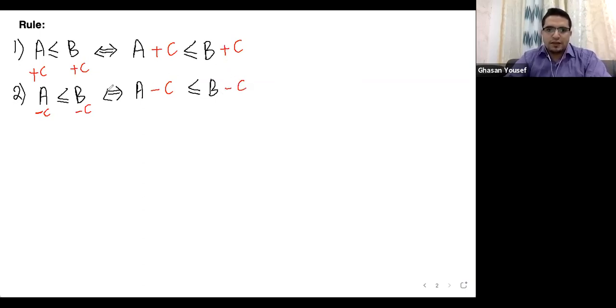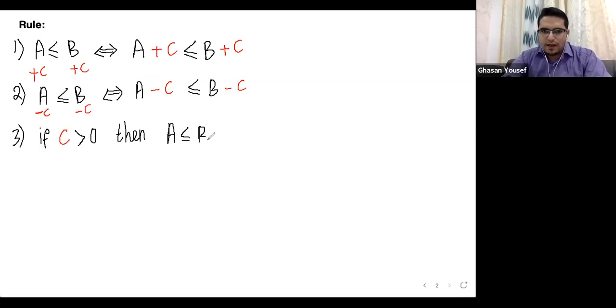And so this inequality is equivalent to this one when I subtract the same number from both sides. Rule number 3 says, if I have a positive number C, where C is greater than 0, and an inequality A less than or equal to B, and I multiply this inequality by this positive number, I'm going to get an equivalent inequality.